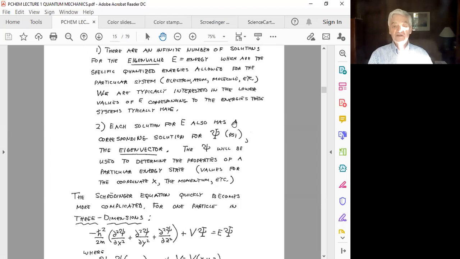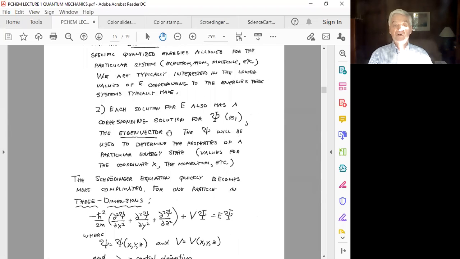Okay, well, every time we solve the Schrodinger equation and we look at one of the solutions for the energy E, we also get a solution for psi. This is the Greek letter psi. And this is called the eigenvector, or simply the wave function that we have. And as I already mentioned, this will be used to determine the properties of a particular energy state. So that's for the values of the coordinate, the momentum, etc.